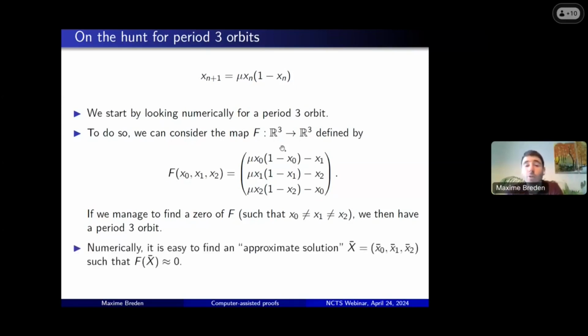And then numerically, you just have to find a 0 of a map from R3 to R3. So you use, for instance, Newton's method, and that's easy.